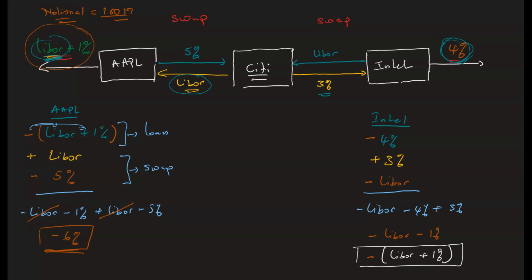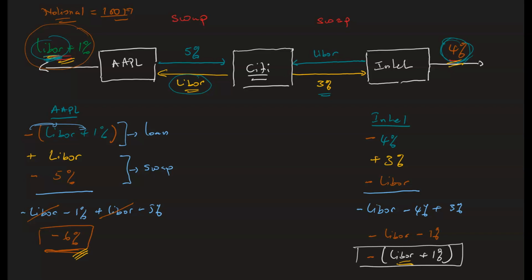Citi has structured the swap agreement with Intel in such a way that they will be receiving the LIBOR rate from Intel and turn around and pay a fixed rate to Intel. And so overall, Intel will be paying a floating rate, which is what they wanted, right? They had a fixed rate and they wanted a floating rate. Now they have the floating rate in LIBOR plus 1%. And Apple had a floating rate and they wanted a fixed rate. Now they have a fixed rate of 6%.